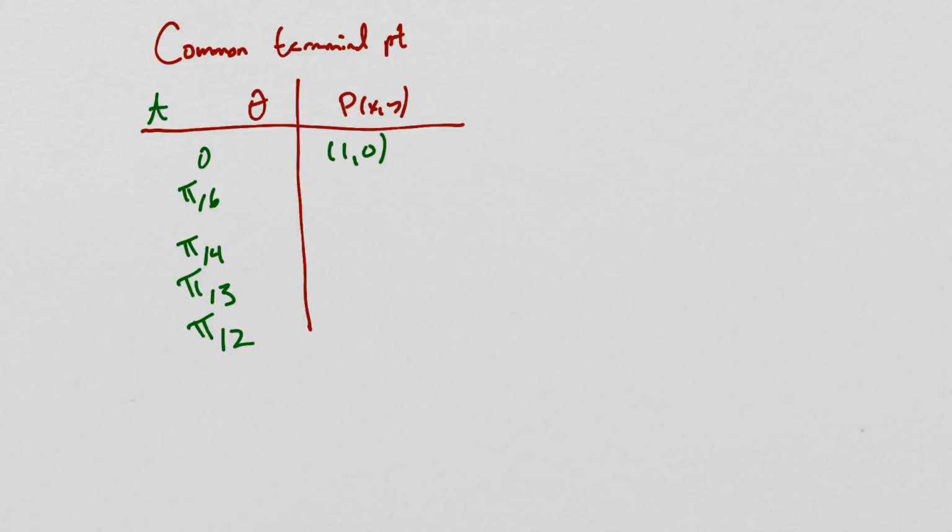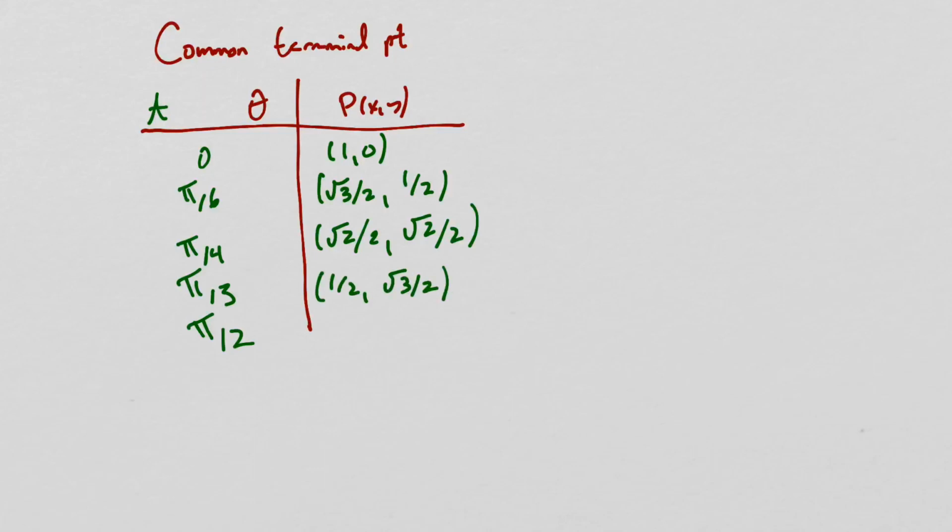Pi divided by 6 will be given by square root of 3 divided by 2 and 1/2. Pi divided by 4 is given by the square root of 2 divided by 2 and the square root of 2 divided by 2. Pi divided by 3 is 1/2 and square root of 3 divided by 2. And in the previous example, we saw pi divided by 2 is 0, 1. So we know how these 2 points arise.